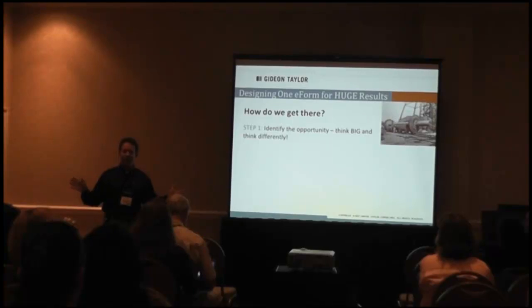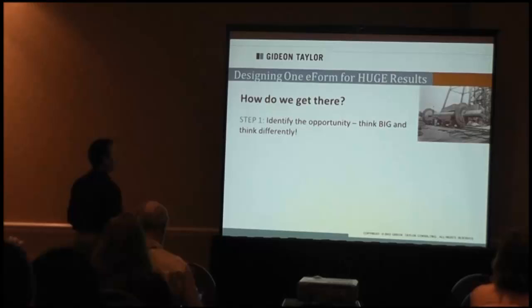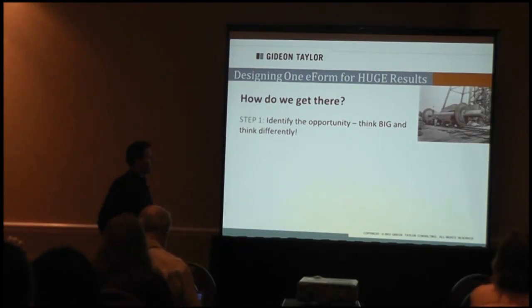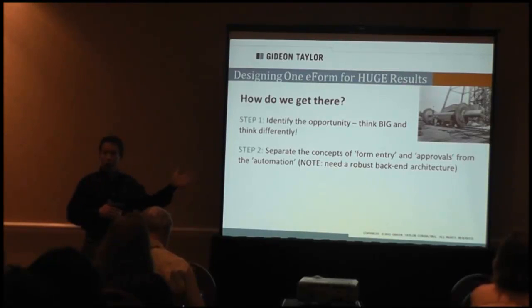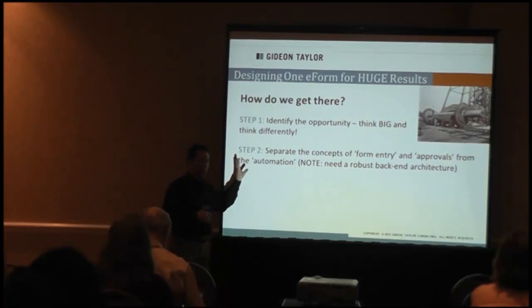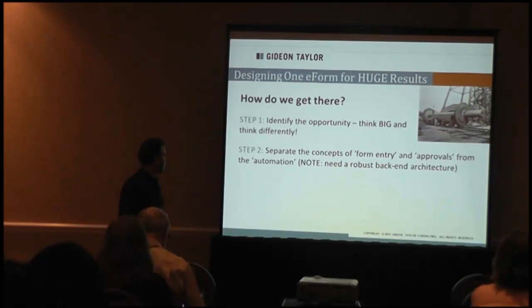Where can you take business process automation? How much can you do? So think about that and quantify and qualify the opportunity that you're trying to attack. Next. Again, separate the concepts of form entry and approvals, the business process components, from the automation tool that you're using. But ultimately, at the end of the day, once you figure out what you're trying to do, what your whiteboarding or your blue sky looks like, make sure that you've got a solution that can help you develop and deploy that.